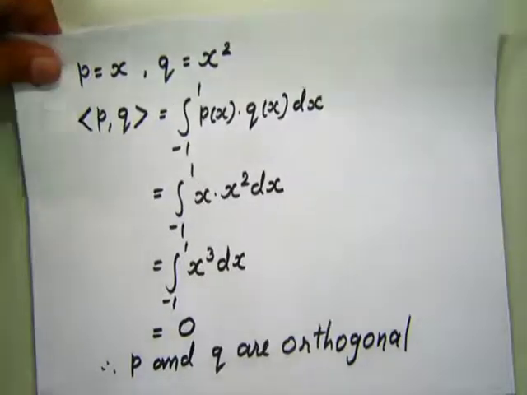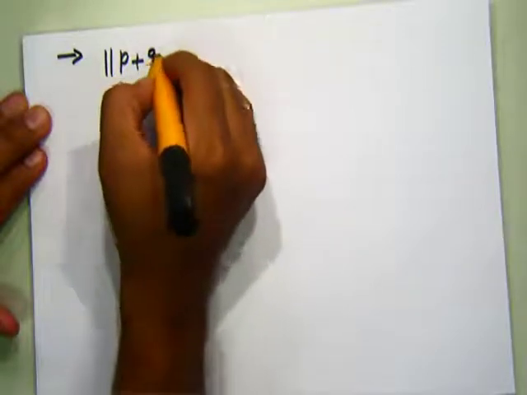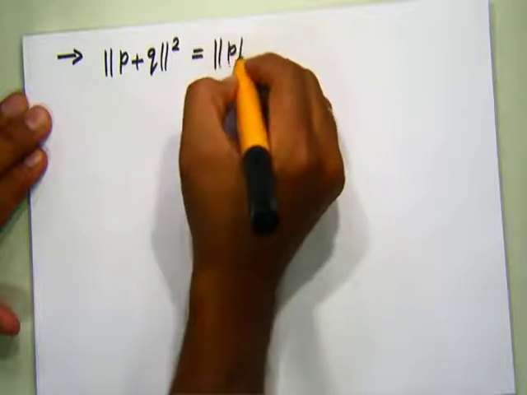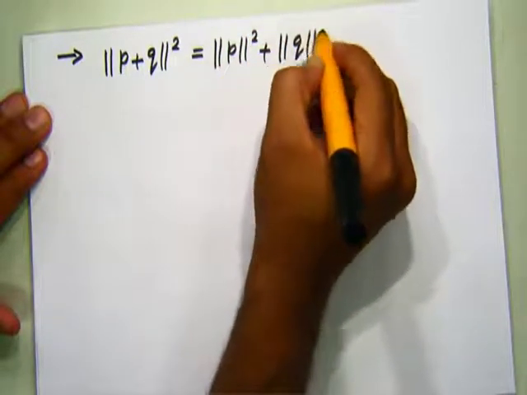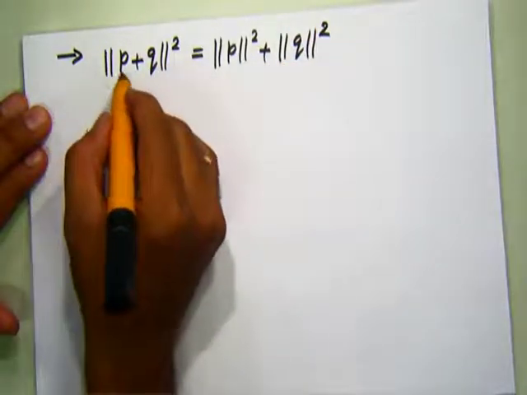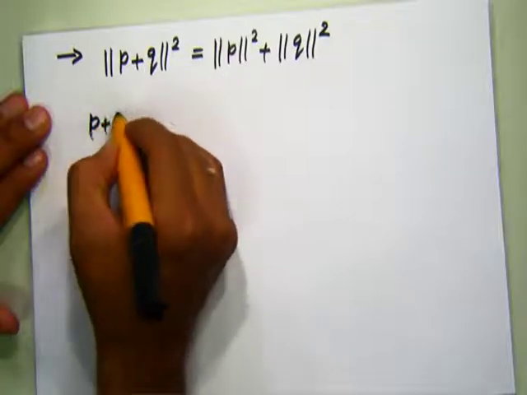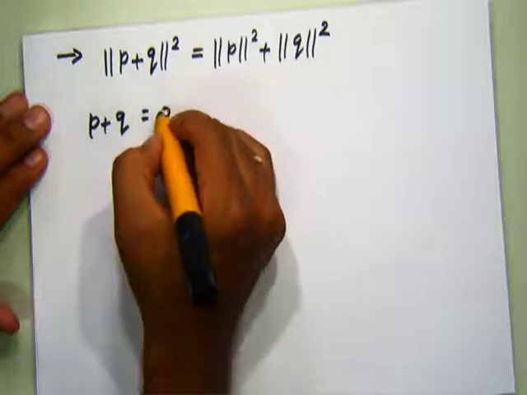Now the hypothesis of the Pythagoras theorem is satisfied. So first of all, write down the Pythagoras theorem. It is norm of P plus Q whole square is norm of P square plus norm of Q square. So to find the LHS, we need to find first of all P plus Q, and as we know, P plus Q is x plus x square.